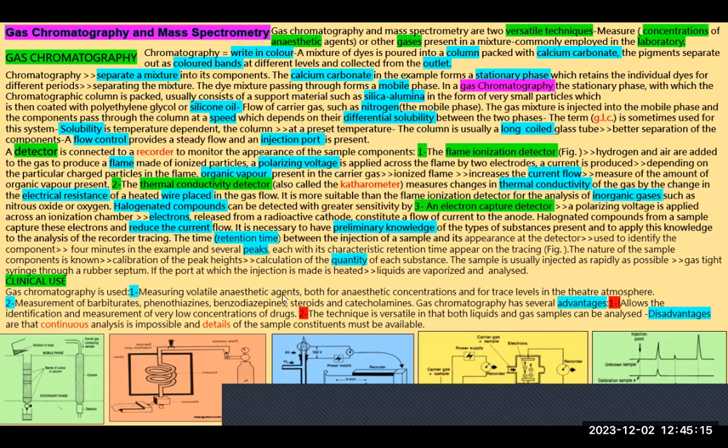Clinical use, of course, measures volatile anesthetic agents, and it can give a hint about the concentration. Of course, it's used mainly in the laboratory because it is bulky. It measures, of course, barbiturates, phenothiazines, and so forth. An advantage is that it allows the measurement of very low concentrations of drugs. The technique is versatile. The disadvantages, as we said before, are that it cannot give continuous analysis, and you must have preliminary details about the components of the mixture.